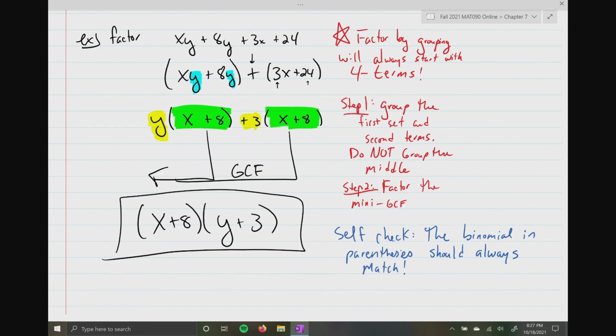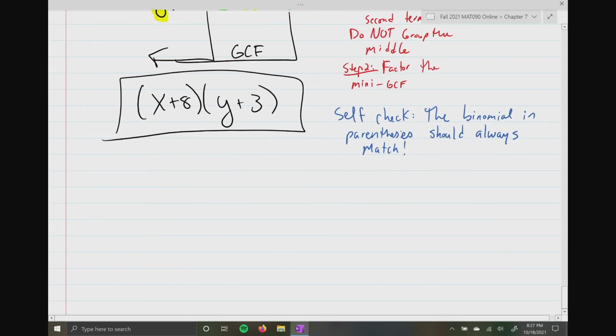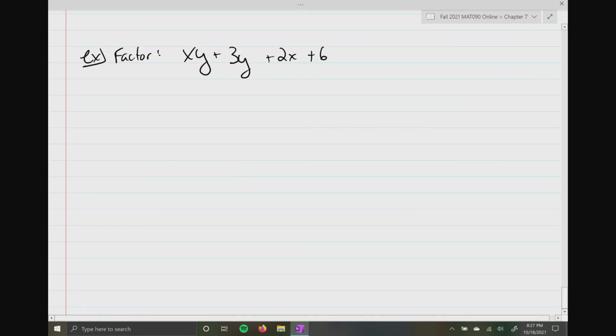All right, so here we go. Here's another example. I'm just going to speed up a little bit. So we're going to factor xy plus 3y plus 2x plus 6. First thing I notice, 4 terms. So I'm thinking factor by grouping.